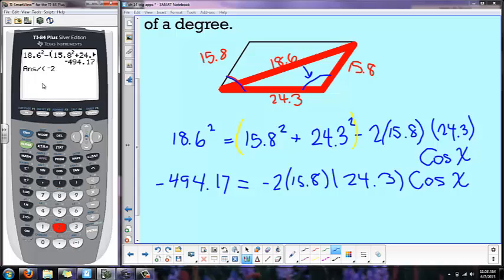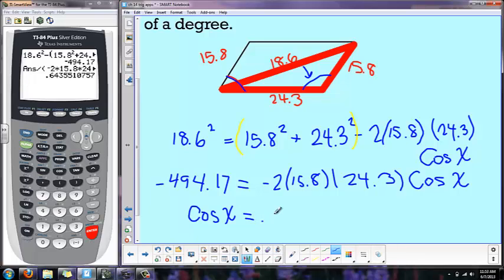And remember, it's really important that you put this in parentheses, because if you don't, then the calculator thinks that you want to take 494.17 and divide it by negative 2 and then keep multiplying. So you need to put that in parentheses. Times 24.3. Hit enter.